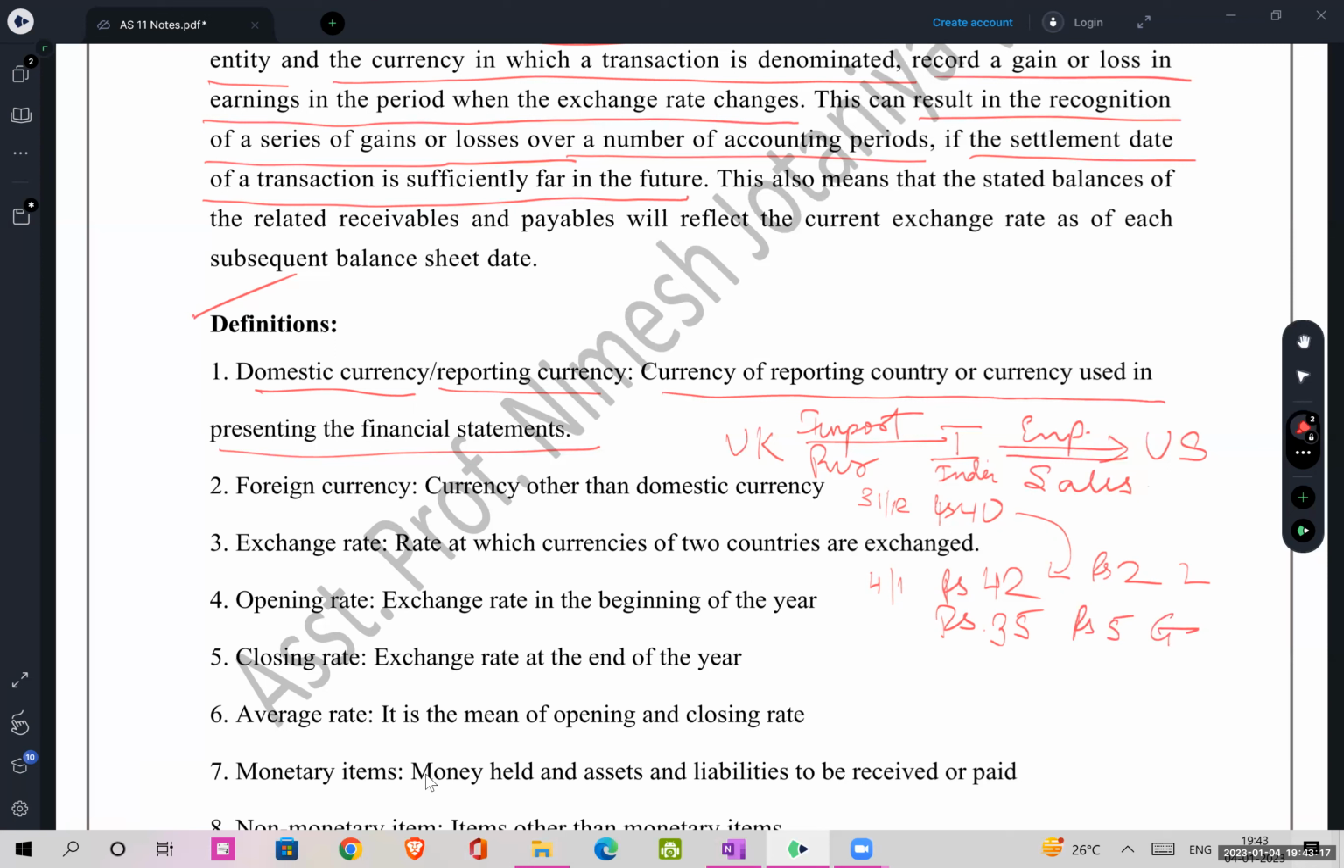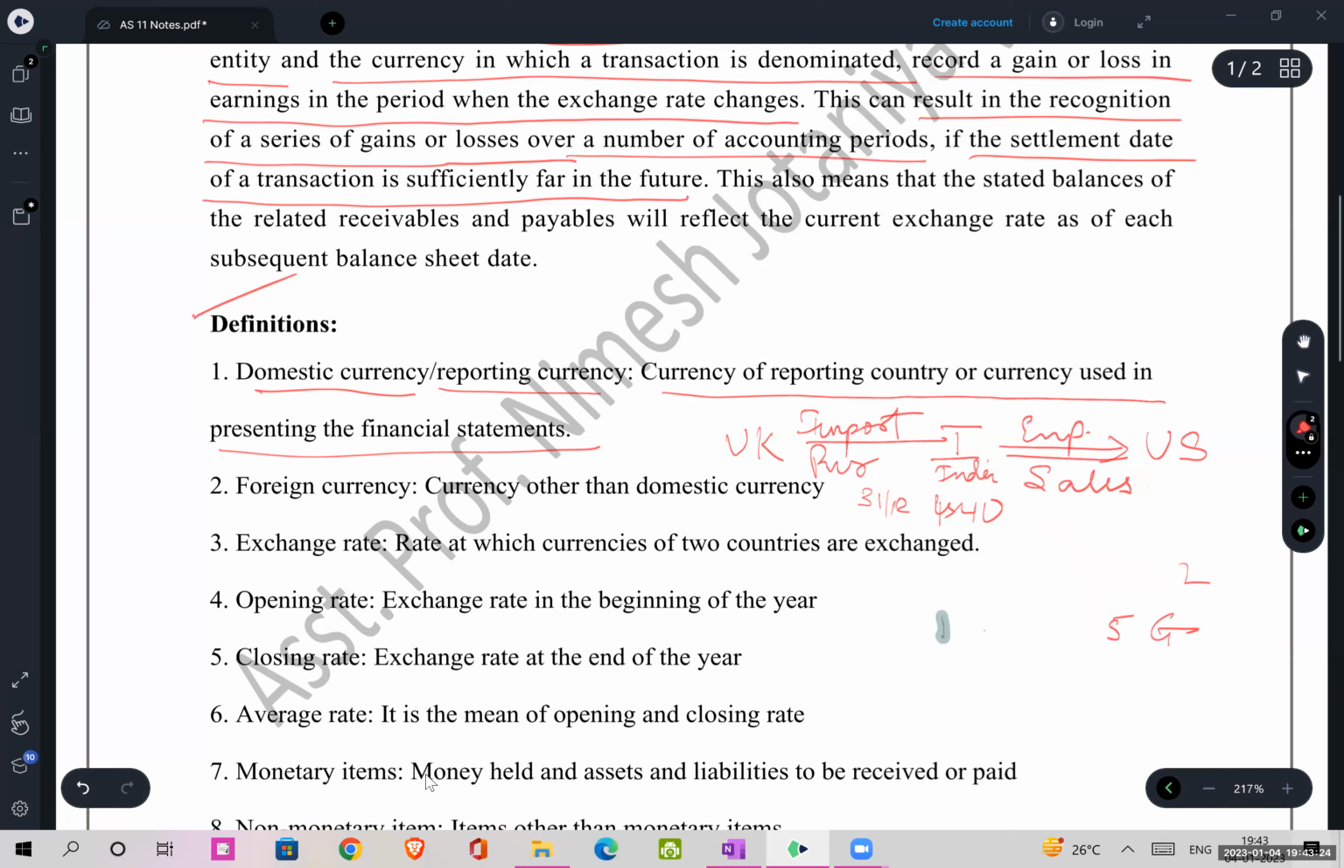Okay, so this is the perspective under Accounting Standard 11. I hope this part is clear to everyone. The second point says foreign currency is a currency other than the domestic currency. Like I am in India, so for me the currency is rupees. I am dealing with the US, so it is the US dollar, and if I'm dealing with the UK, it is the pound. Exchange rate means the rate at which two currencies of two countries are exchanged.